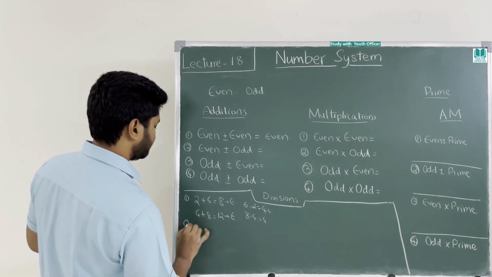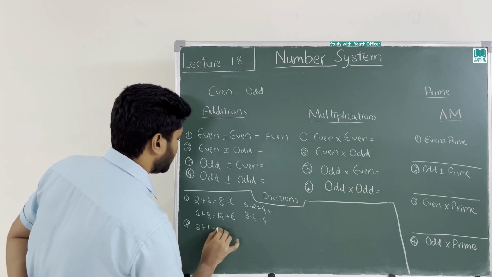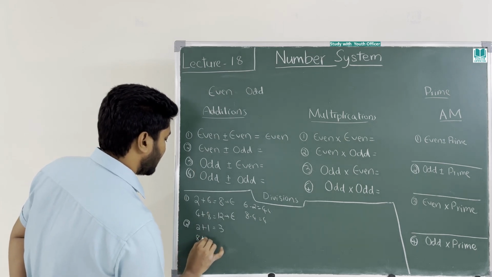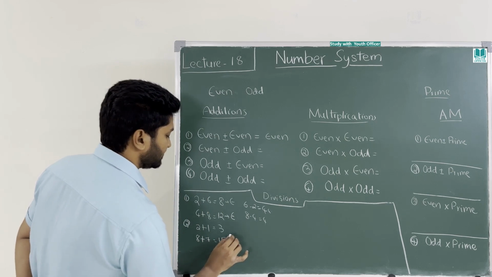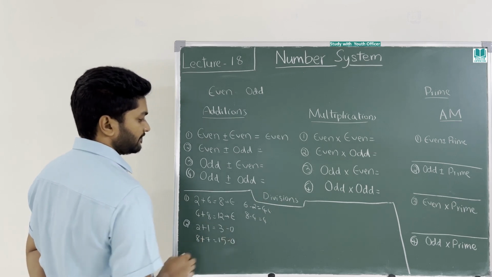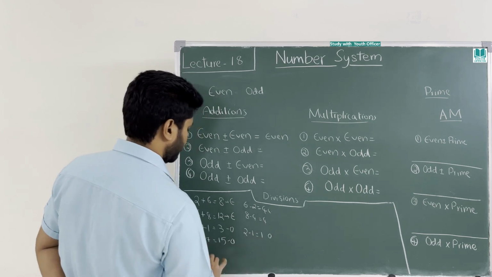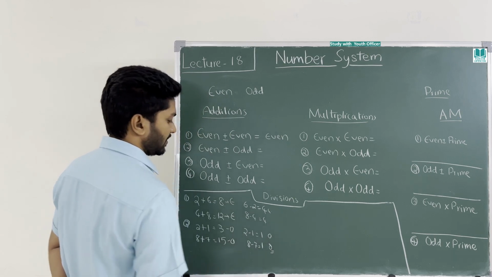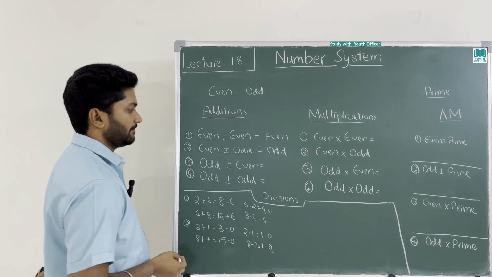Second example, even plus or minus odd. Even you take 2, odd you take 3. How much is this? 5 is the answer, right? One more even number, you take 8, and odd, how much you take? 7. If you add it, then it's 15. Both are odd numbers. If you subtract 2 minus 1, 1 is an odd number. If you subtract 8 minus 7, 1 is an odd number. Okay, that means every time you are getting the result odd.